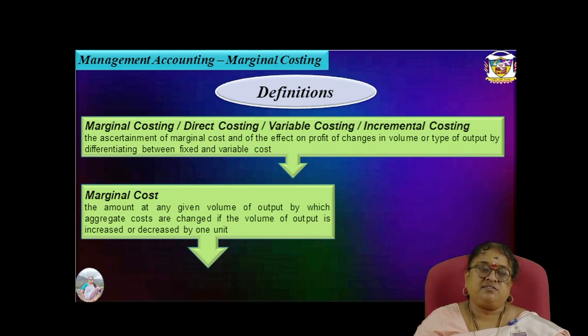Marginal cost. What do you mean by marginal cost? The cost, that is the amount at any given volume of output by which the aggregate costs are changed if the volume of output is increased or decreased by 1 unit. If we are increasing the output, there is a change in the cost. That cost is called marginal cost.